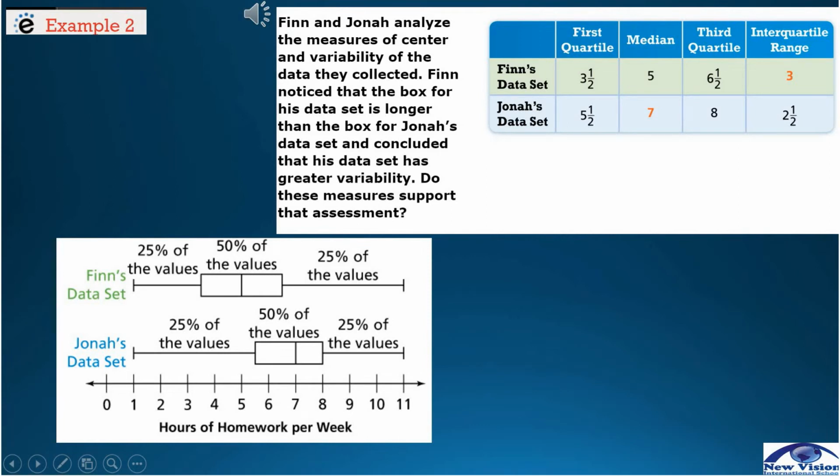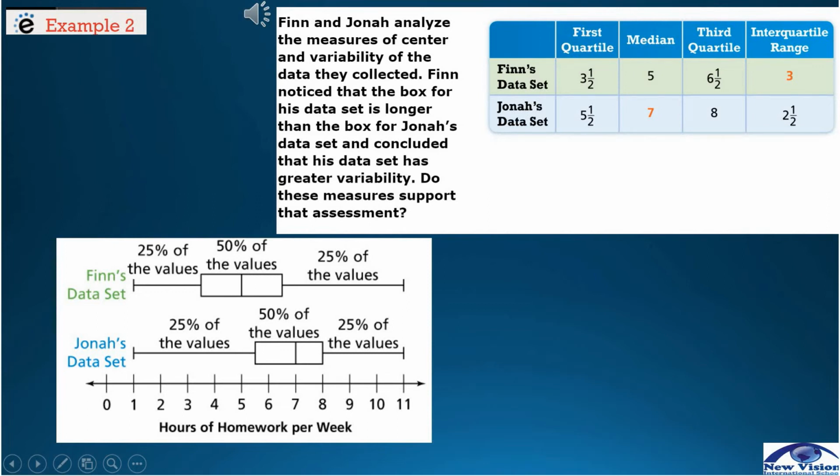How does the IQR tell you about the population? So what does it tell you? It tells about the variability in the middle half of the data. So how are we going to solve for the IQR? You will just subtract the first quartile from the third quartile, so you will have 3. And also in Jonah's data set, 8 minus 5.5, you will have 2.5. So the median is at 7, right?